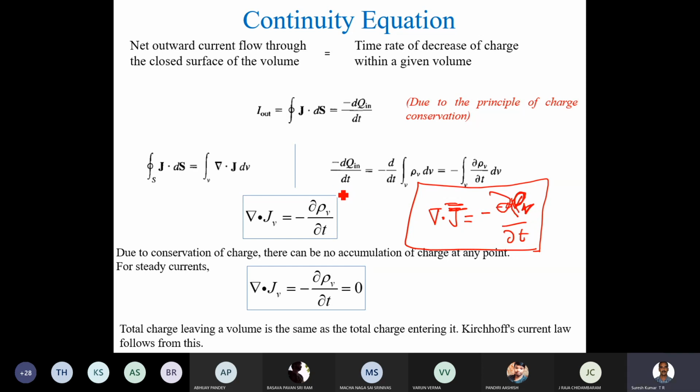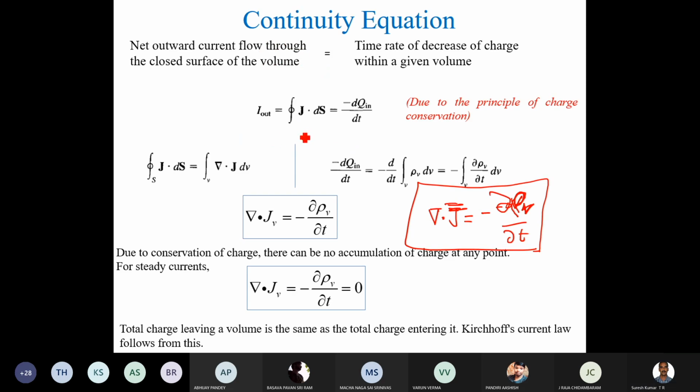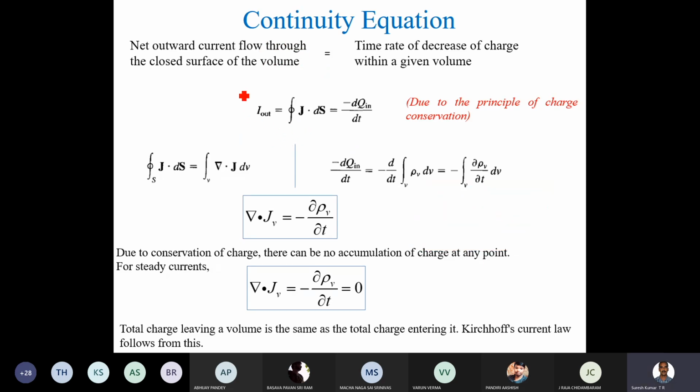That's the meaning of this. So the continuity equation of current, try to get the meaning of continuity: this equation obeys charge conservation. If you are getting current, obviously there should be a reduction in the storage. That's why minus d rho v by dt. This leads to the volume current density, or current density. This is known as the continuity equation for current.